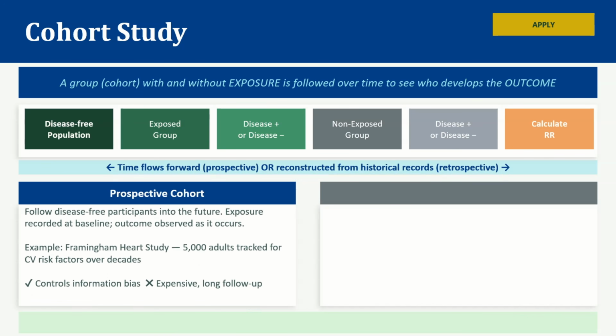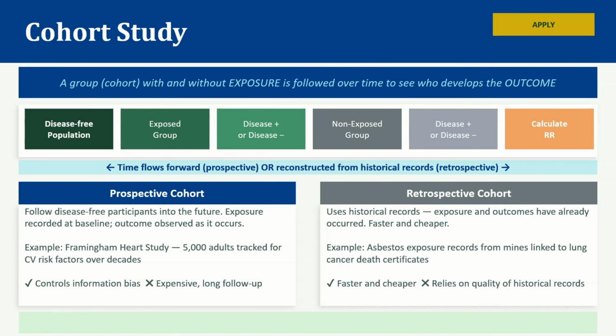There are two flavors. Prospective cohort, you recruit now and follow for years. Classic example, the Framingham Heart Study. 5,000 adults tracked for decades. Expensive but excellent data. Retrospective cohort, you use existing records from the past. Example, take asbestos exposure records from 1980, then check death certificates up to 2020. Faster and cheaper, but you are stuck with whatever data was collected.